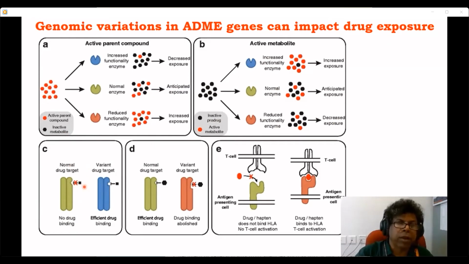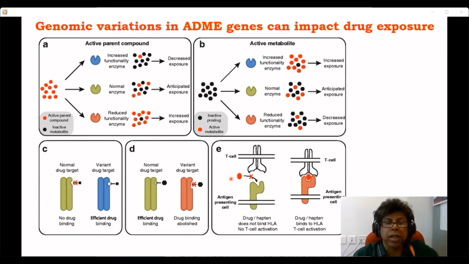For example, if you have a normal drug target here, sometimes with genetic SNPs or a mutation, there will not be any drug binding here. Sometimes you have a variant drug target where there is a possibility of efficient drug binding. In the case of sometimes the drugs, it will go and bind to the target site with efficient drug binding. Sometimes with a variant drug target, which is very interesting, you may not have efficient binding, and there will be a different therapeutic outcome.